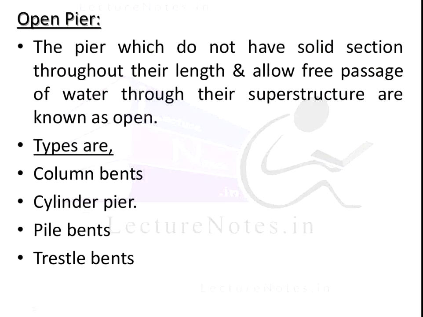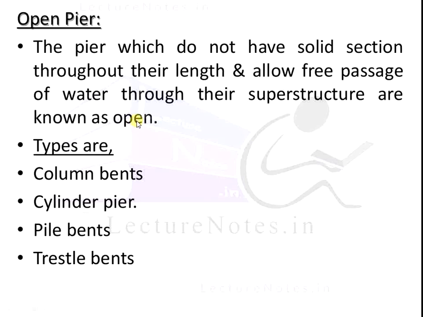Okay, next, open pier. The piers which do not have a solid section throughout their length and allow free passage of water through their superstructure are known as open piers. Here, as in the last slide, the distance between the two piers, or the distance between the columns, is a very important thing. That is nothing but the open pier.